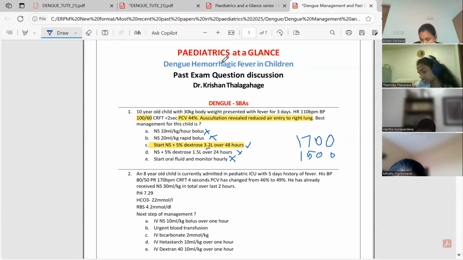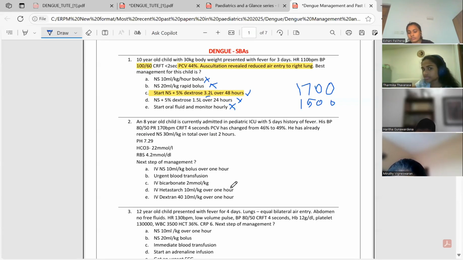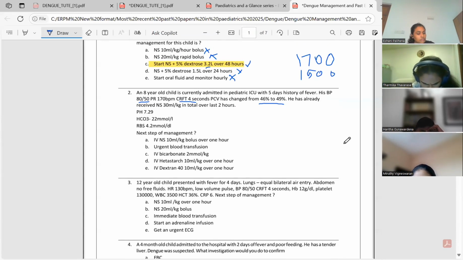Right. Okay, next question. An 8-year-old child currently admitted to ICU with a 5-day history of fever. His blood pressure is 80 by 50. Heart rate is high. Capillary refilling time 4 seconds. PCV has changed from 46 to 49. He has already received normal saline 30 ml per kg in total. pH 7.29. Bicarbonate 22. RBS 4.2. What is the next step of management?